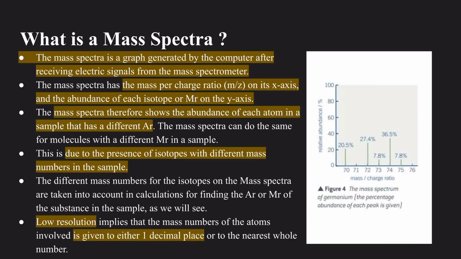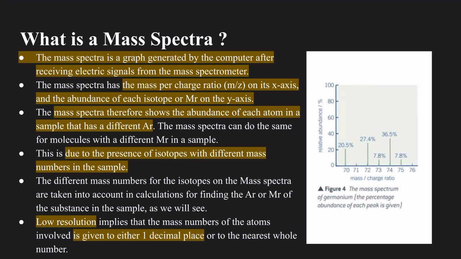So now the question is, what is a mass spectra exactly? Well, the mass spectra is a graph generated by the computer after receiving electric signals from the mass spectrometer. So the ones we talked about in the previous slide, i.e. the signal made when the ions are discharged at the detector. So the mass spectra has the mass per charge ratio, m/z, on the x-axis, right here, and the abundance of each isotope or Mr on the y-axis. The mass spectra therefore shows the abundance of each atom in a sample that has a different relative atomic mass. And the mass spectra can do the same for molecules with a different Mr in a sample.